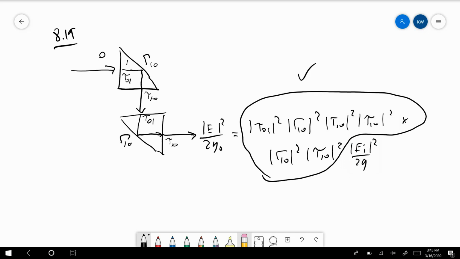Little tip on this problem, something sort of special and magical happens for the two reflections, and you'll see that when you try to run the numbers for those reflection coefficients. Something interesting happens. So that's some tips for 8.19.